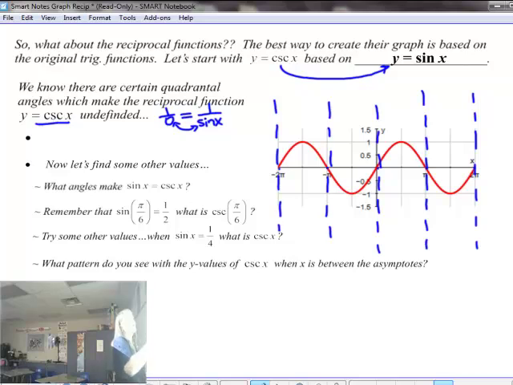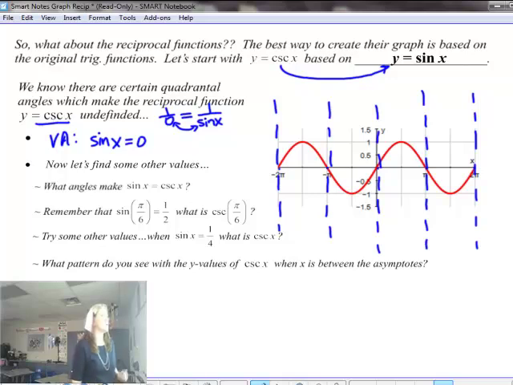So, notice that when I draw my asymptotes, I'm not just stopping. They go up and down forever. Okay? But do keep in mind that the vertical asymptotes happen wherever the sine curve equals 0. Okay, that's going to be important in a minute when we try the other reciprocals. All right, so we need some more dots than just some asymptotes, okay? So let's try to find some other values.